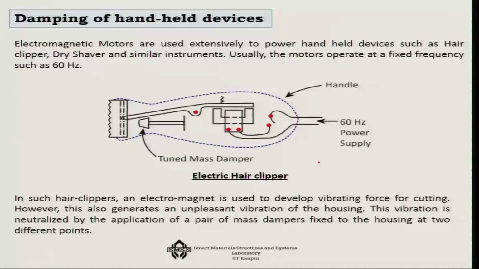In yet another case, we have the damping of handheld devices like, for example, an electric hair clipper. In this case, the excitation is coming mainly because of the power supply, which is about 60 hertz. So, as this excitation is happening, you can add a tuned mass damper. You can actually see that almost all such hair clippers will come with some form of this tuned mass damper, which can take care of this particular excitation frequency. The driving frequency here is fixed. So, design of a tuned mass damper or a vibration neutralizer is very much possible in this type of case.